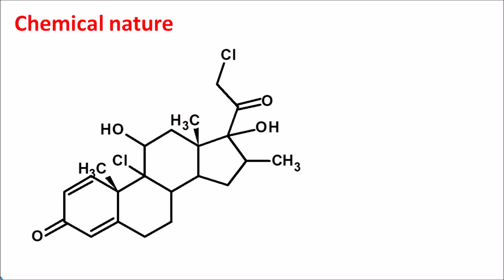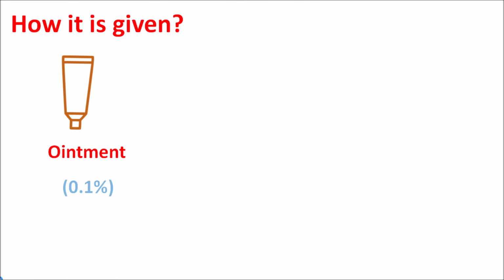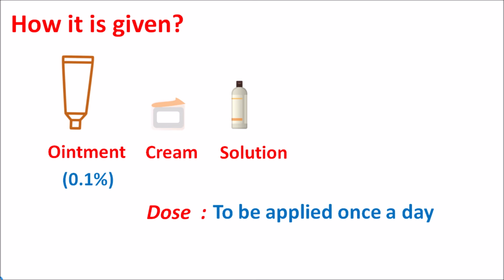Now let us see the chemical nature of this drug. So this is the structure of mometasone. How is it given? This drug is available as ointment at a strength of 0.1%. It is also available as cream, solution, and this drug should be applied once a day on the affected area to reduce the inflammation. Since mometasone is a potent corticosteroid, it should be used only for 2 weeks. And when inflammation persists for more than 2 weeks, this drug should not be used. So that's about this drug mometasone furoate, which is a topical corticosteroid.